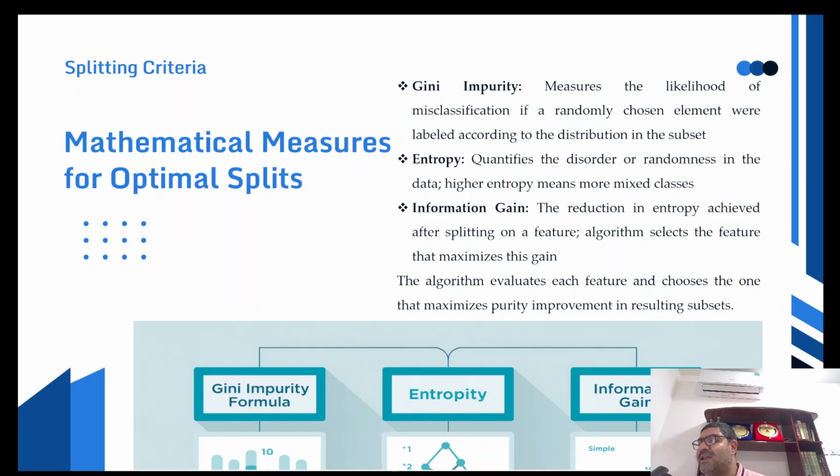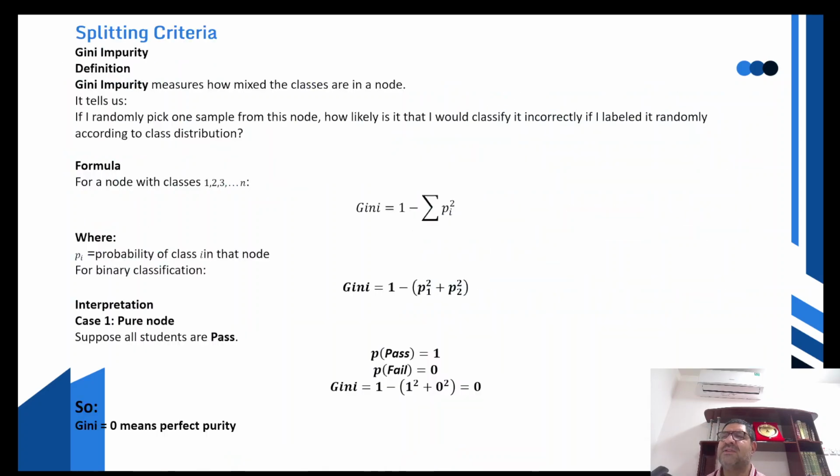The algorithm evaluates each feature and chooses the one that maximizes purity improvement in the resulting subsets. Definitely, because what we intend is to achieve maximum purity. Now this will be much more clear when we first give what is Gini impurity. We have already seen the definition, but a one line definition can be: Gini impurity measures how mixed the classes are in a node. If it is a fully mixed class, that means there is more impurity.